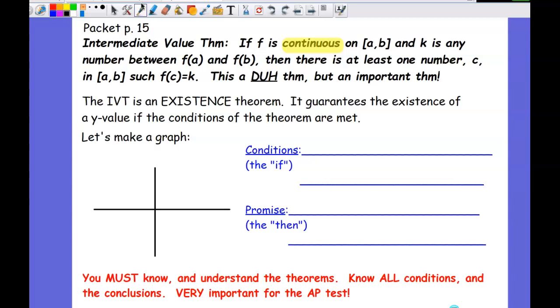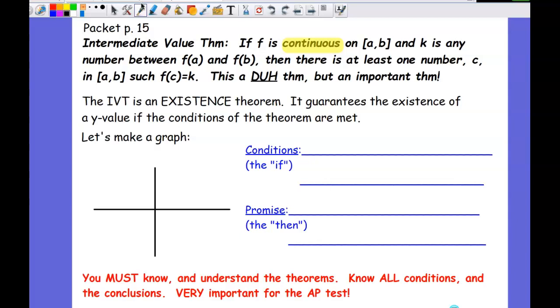So one of the most important things about theorems is that you have to break down the words and you have to understand it. If you break the words down, you will understand the theorem. This is not hugely a calculus theorem. It's actually more of an algebraic theorem, and I call it a duh theorem because it just makes sense. So let me walk through this with you.